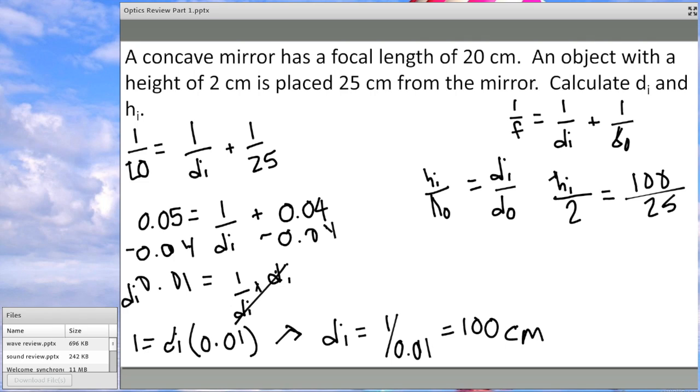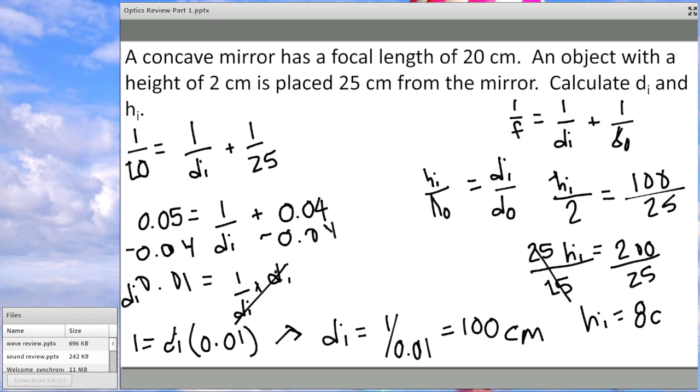So I can do 25 HI equals 200. And then I can do 200 over 25. Is that like 8? Okay, so there's our HI, 8 centimeters.